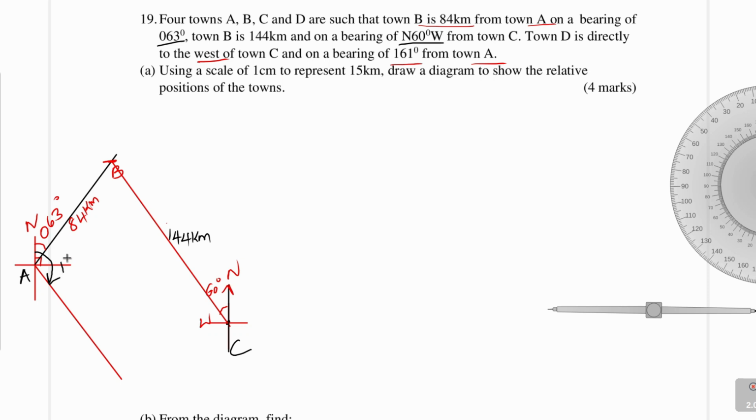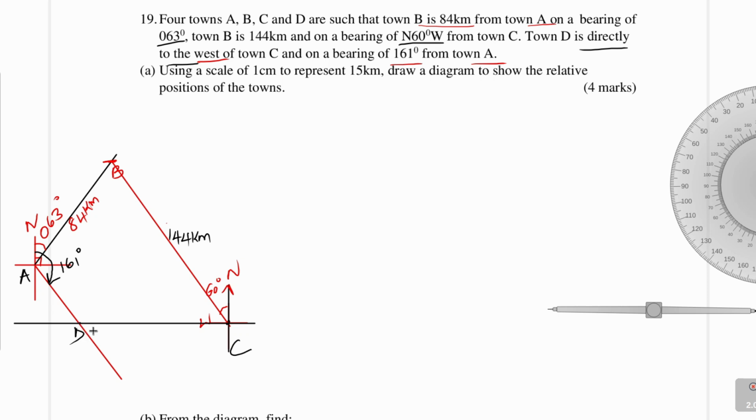So the whole of that angle will be 161. So D, and it is directly to the west. That is due west of C. Due west of C means directly west. So we're going to draw a straight line from here. So that is how we are going to do it. So directly west of C, D will be at this point here. D will be at that point, and it is on a bearing of 161 degrees from A.